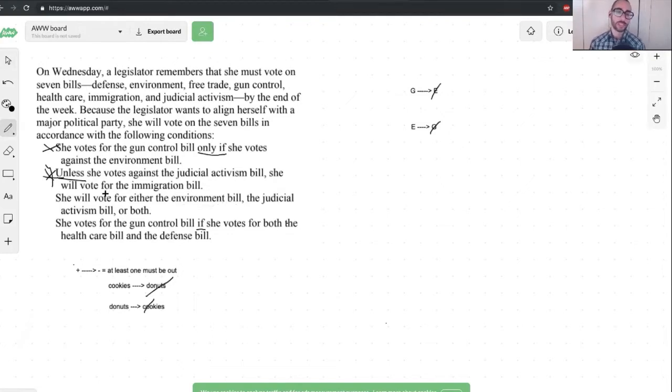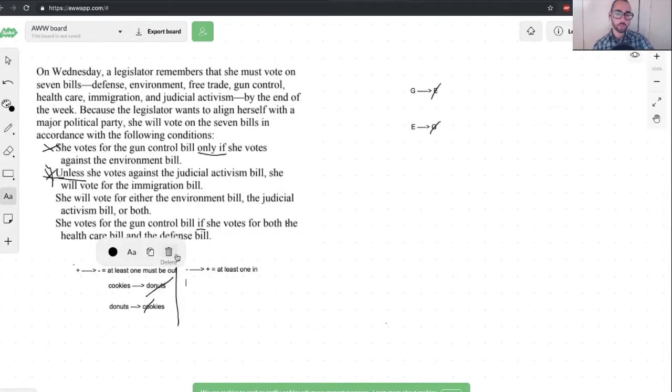So the legislator votes for either E, J, or both, meaning that she must vote for at least one of the two, meaning that at least one of the two must be in. So we cannot lack both. Now, you saw earlier, the positive arrow negative means at least one out. This is very different. This is saying at least one in. So this is actually a different kind of rule. This is a negative arrow positive, meaning at least one is in.